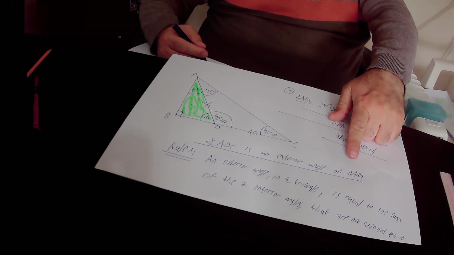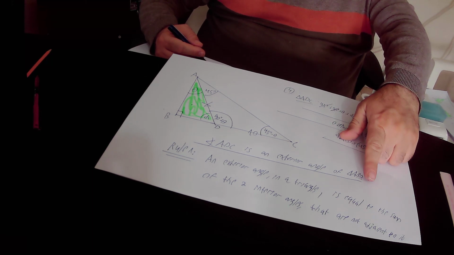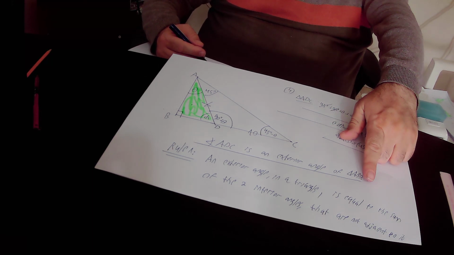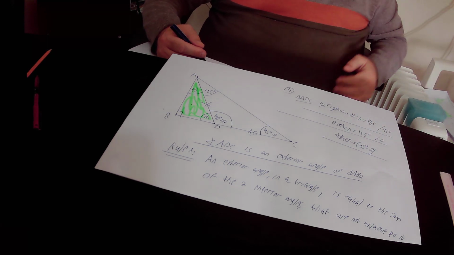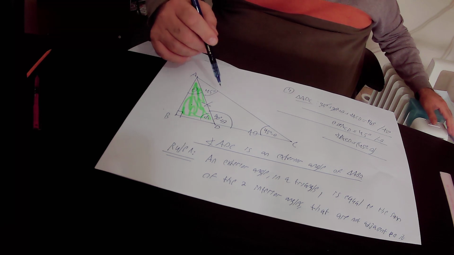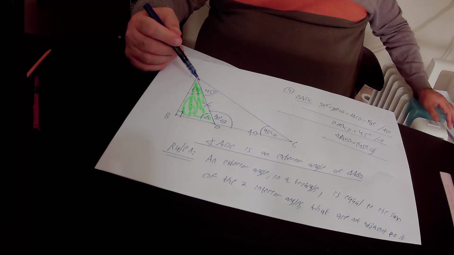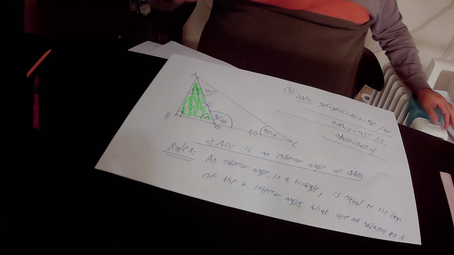And we have rule number 1 that states that an external angle in a triangle is equal to the sum of the two interior angles that are not adjacent to it. So here it means that the value of the exterior angle ADC equals the sum of the two interior angles that are not adjacent to it. The two interior angles that are not adjacent to it are theta and 90 degrees. That is to say, angle ADC equals 90 degrees plus theta.